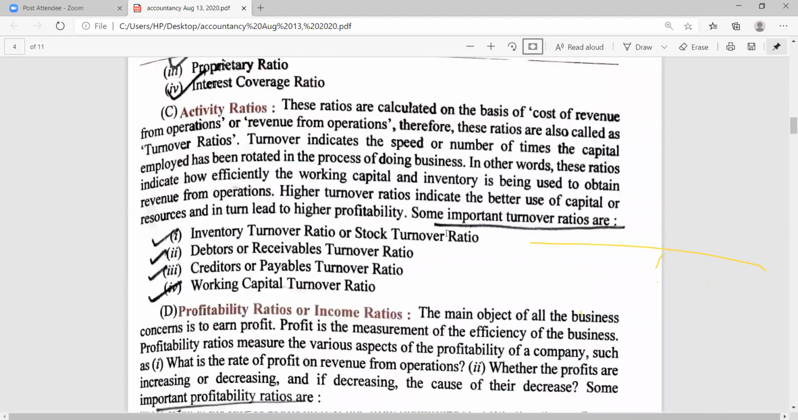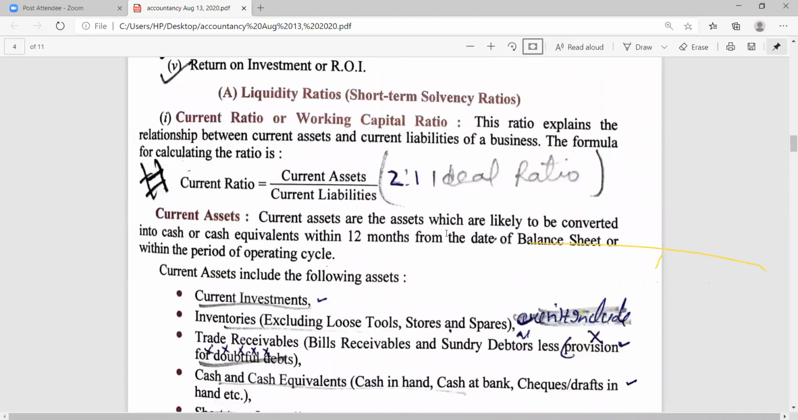Let's come to the calculation part, how the liquidity ratio is to be calculated. First is the current ratio, which is also known as the working capital ratio. Current ratio is the ratio which expresses the relationship between the current assets and current liability. Now, what is the formula to calculate the current ratio? It is current assets over current liability. The easiest formula you will ever find in this chapter. The current ratio is equal to current assets divided by current liability.